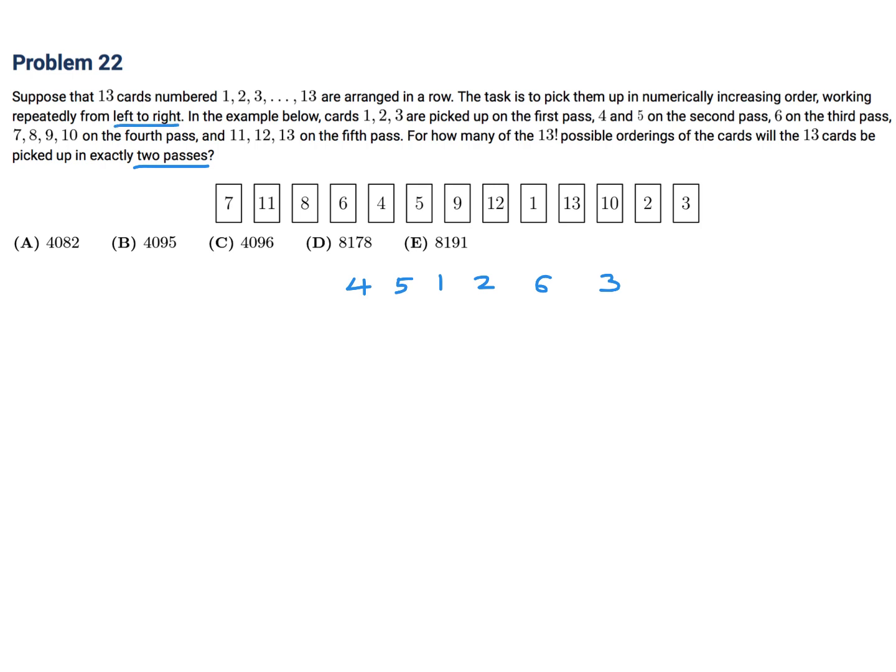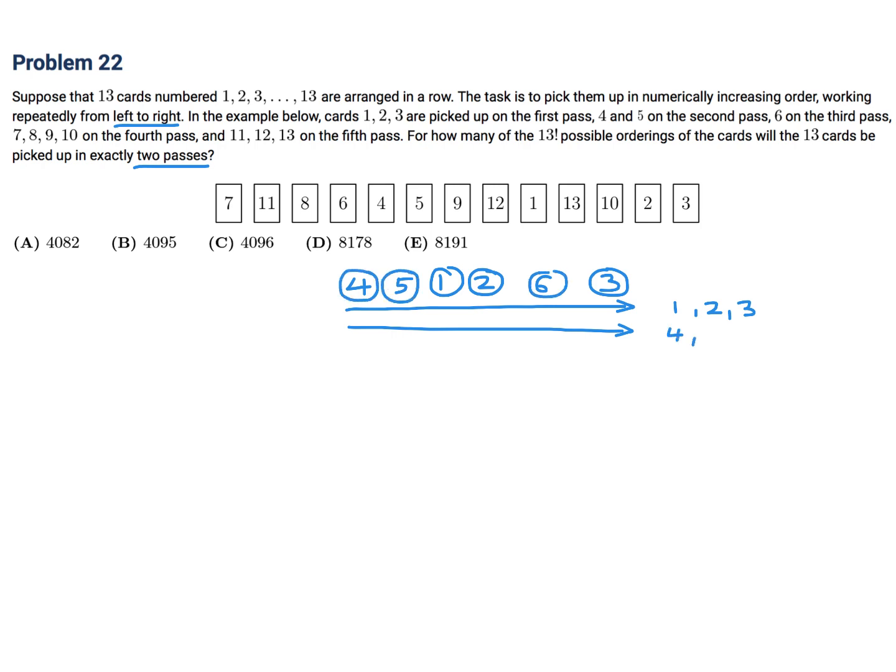So let's do the first pass. As we go through, we're going to pick up the 1, the 2, and the 3. And then what is left, we pick up in the second pass in numerical order. And in this case, it's 4, 5, and 6. And there we go. We picked up all the cards, and we did it in 2 passes. Now, the example they give here, they actually had to go through, I think, something like 5 passes. So the first pass, they pick up the 1, the 2, and the 3.